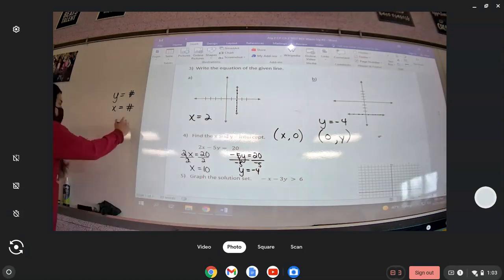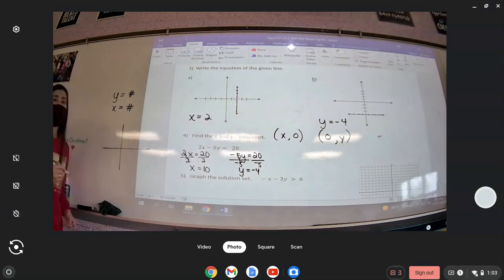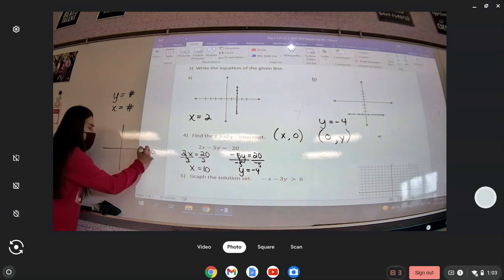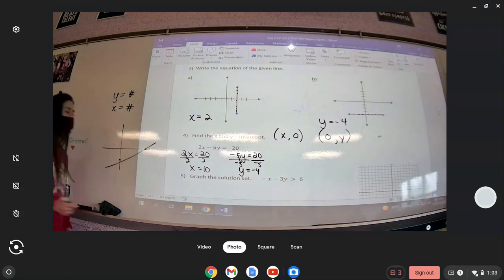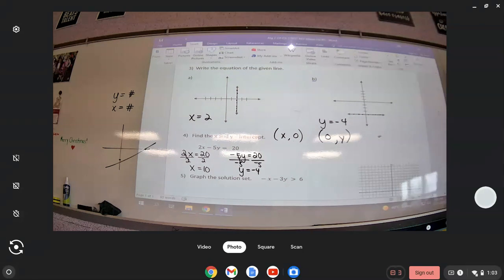And you're done. And then sometimes I think they have you graph using the intercepts. So you would plot your x-intercept at 10, your y-intercept at -4, connect your dots, and there's your line. Those were the ones where you had to drag the red and blue dot. Delta Math's a little testy about those ones.